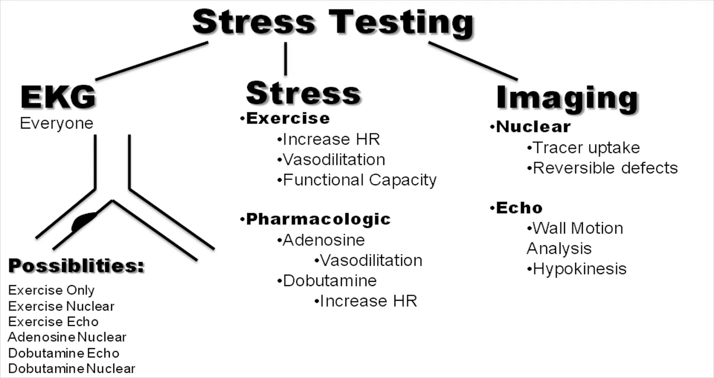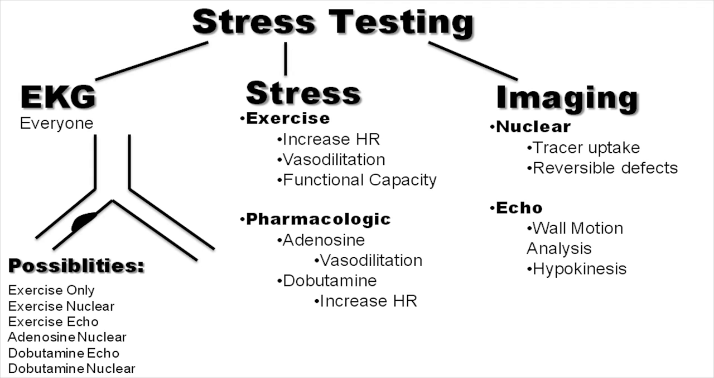After we stress you, we inject you with it again and see if the same areas light up. If certain areas don't light up, then we know that blood is being stolen from those areas to another area, and we call that a reversible defect. The main thing we're looking for is reversible defects, or they call it ischemia. That's the ischemia that we're looking for.